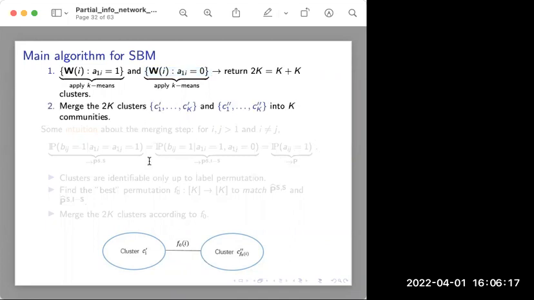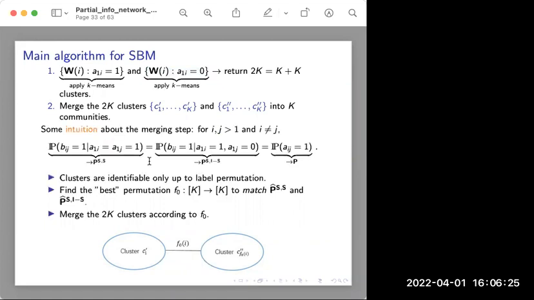Now, this algorithm returns 2 sets of clusters. The final step is to merge these 2 sets of clusters into k communities overall. We can't just merge the clusters by matching the labels, because clusters are only identifiable up to label permutation. Whether I call cluster 1 number 1 or number 2, I always have the same grouping of nodes. So it's only identifiable up to label permutation.